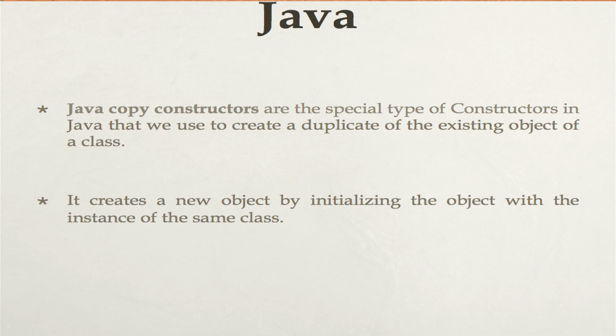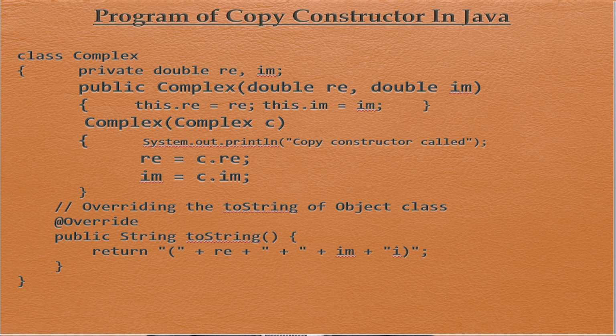You can understand this copy constructor by an example. See the class Complex. Inside the Complex class we have two private double variables, re and im. Then public Complex(double re, double im). Complex is a class, and here we have the Complex constructor, and we are passing two arguments, re and im. These two arguments will be transferred to the variables of the same Complex class.